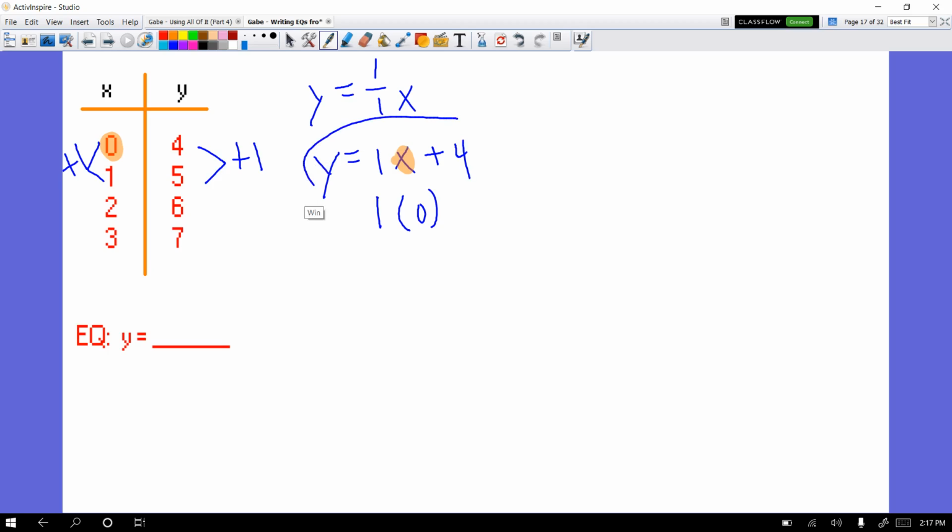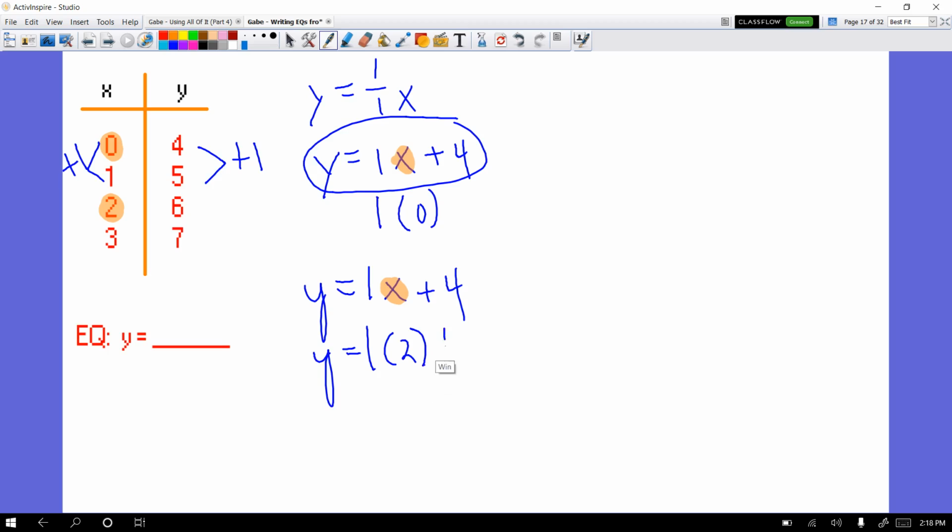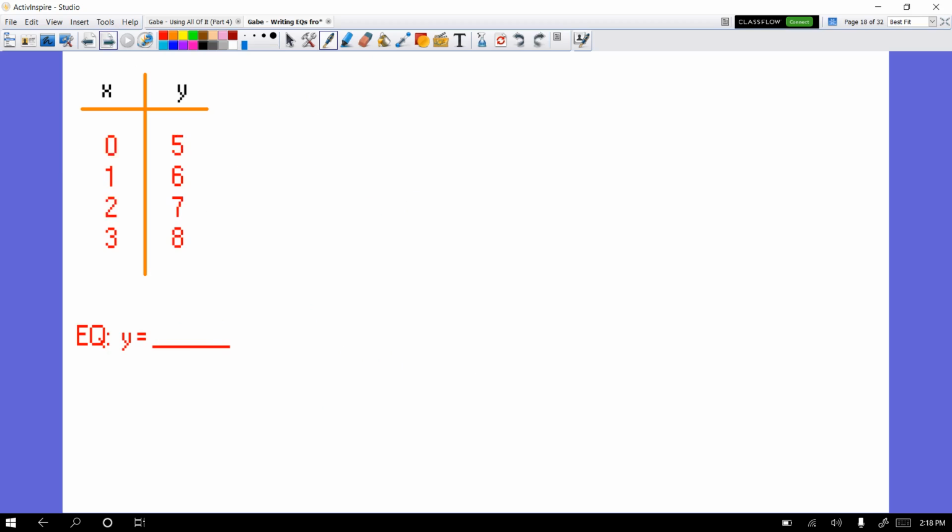So now I'm going to take this and check it. I'm going to use the x value 2, and I'm going to plug it in for my checking equation. Y equals 1 times 2 plus 4. 1 times 2 is 2, plus 4 is 6. Proof. 1x plus 4. And you can also represent it as x plus 4, because we know that when there's just an x, there's an invisible 1.